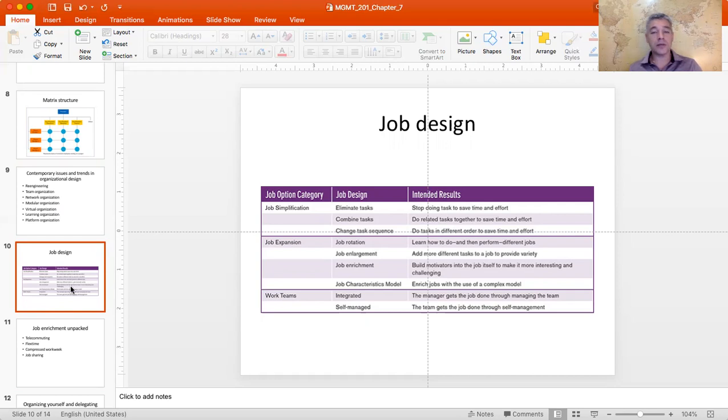You may also try to combine tasks. Sometimes by combining similar kinds of tasks, you reduce the time and effort required to complete them. So just by thinking about the job design, you may say, well, we don't have to do A, B, C, and D separately. We can just do Z, and that will take care of all those things. And sometimes you may improve efficiency simply by changing task sequence.